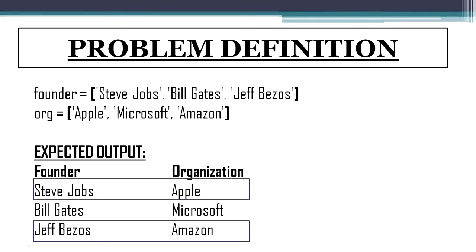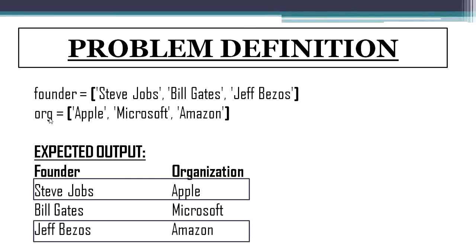Consider we have two lists, the first being founder and the second being org, or organization. The first list consists of a few names and the second list also consists of a few names. If you have a look, you'll find that these are some well-known personalities and these are the organizations; org stores the organizations which they founded.